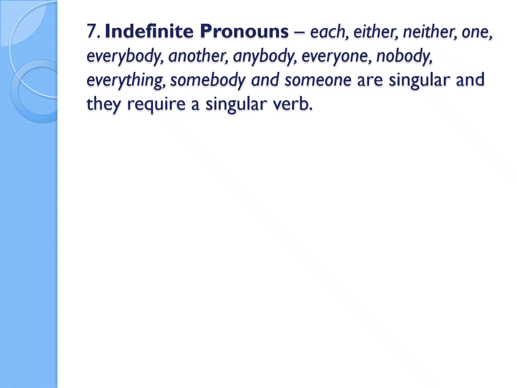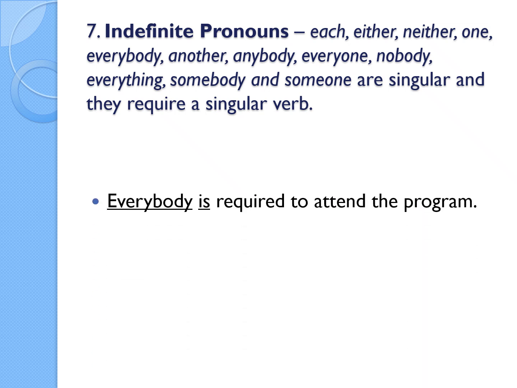Number 7, indefinite pronouns such as each, either, neither, one, everybody, another, anybody, everyone, nobody, everything, somebody, and someone are singular and they require a singular verb. Example, everybody is required to attend the program. The indefinite pronoun everybody is used. That's why it must use a singular verb is. It's wrong to say everybody are required, but it should be everybody is required to attend the program.